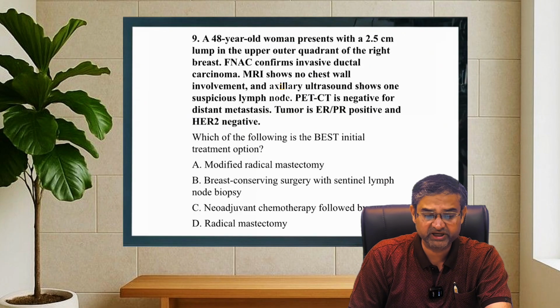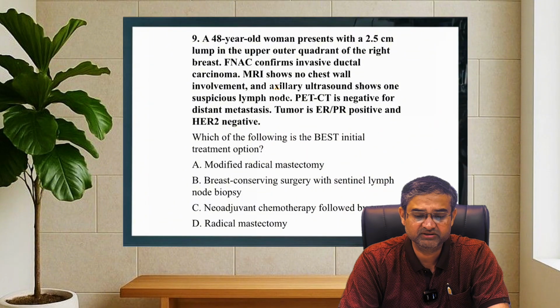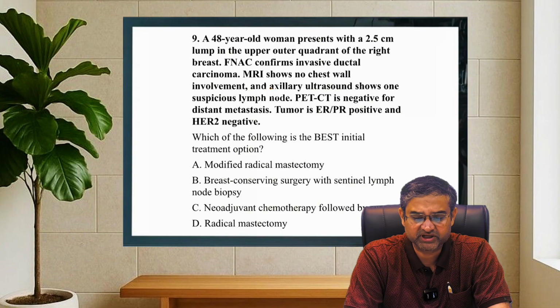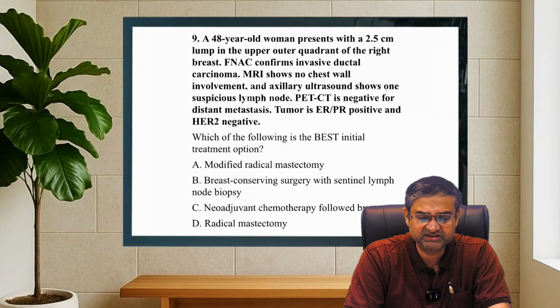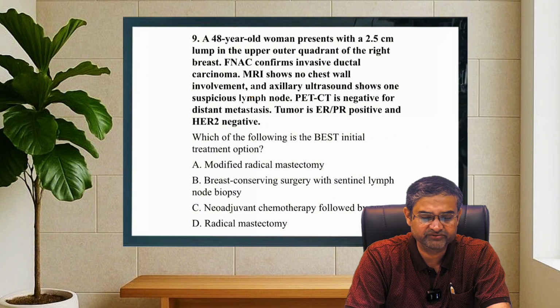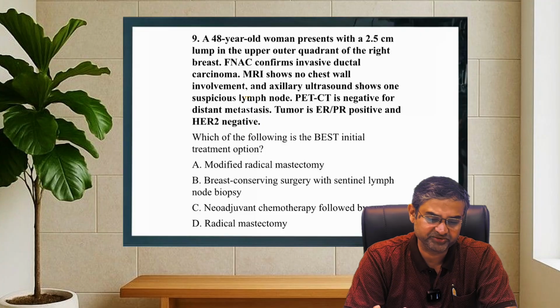A 48-year-old woman presents with a 2.5 centimeter lump in the upper outer quadrant of the right breast. FNAC confirms invasive ductal carcinoma. MRI shows no chest wall involvement. Axillary ultrasound shows one suspicious lymph node. PET-CT is negative for distant metastasis. Tumor is ER PR positive and HER2 negative. So which of the following is the best initial treatment option?